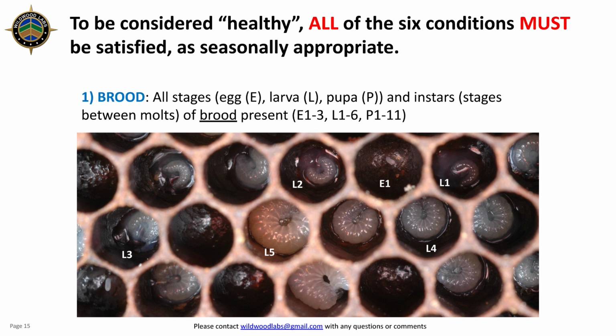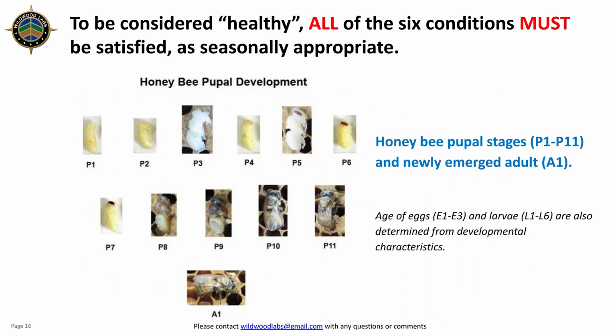If seasonally appropriate, brood includes the 3 days in the egg stage, the 6 larval instars which progress from a newly emerged larva to just before cell capping, and all the stages of pupae as they undergo development in capped cells up to adult bee emergence.